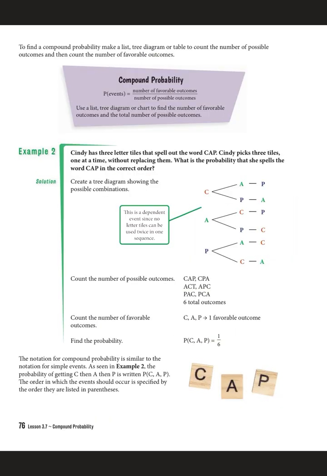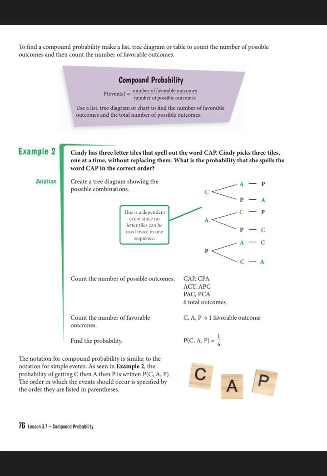In this one, it says to find a compound probability, make a list, tree diagram, or table to count the number of possible outcomes and then count the number of favorable outcomes. Now up here, you've got this ratio when you're talking about compound probability. The probability of events is equal to the number of favorable events divided by the number of possible outcomes. So favorable is in the numerator and possible is in the denominator. Use a list, tree diagram, or chart to find the number of favorable outcomes and the total number of possible outcomes.